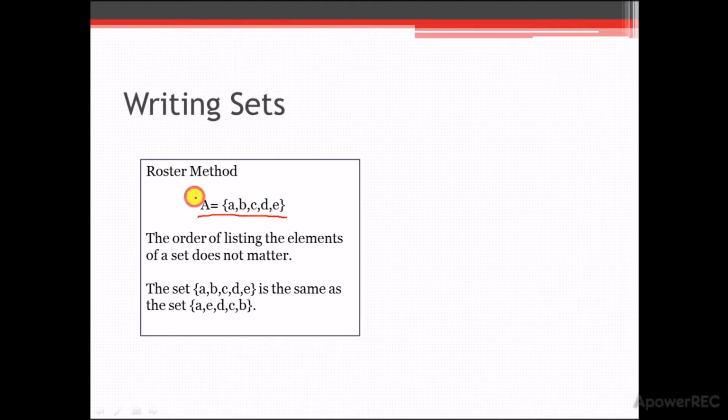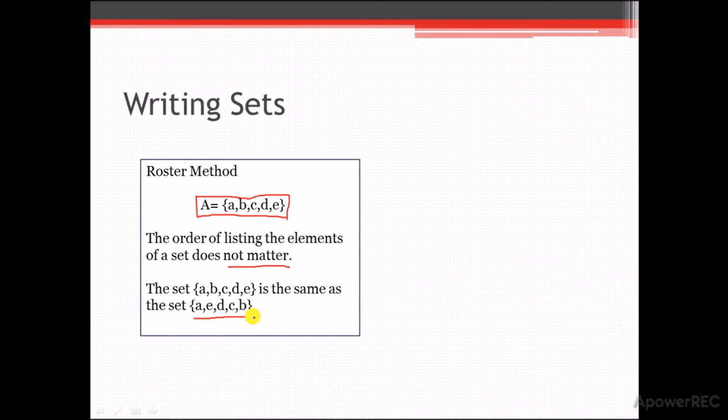The order of listing the elements of a set does not matter. So if these elements are interchanged, it doesn't matter in the roster method because it's the same thing. If we have this set A, it's also okay if we write it as set A with the elements A, E, D, C, and B.